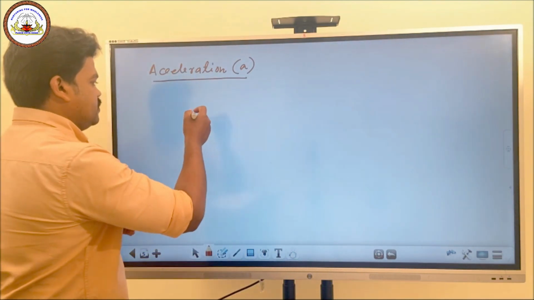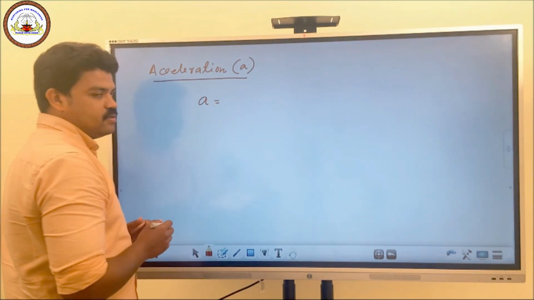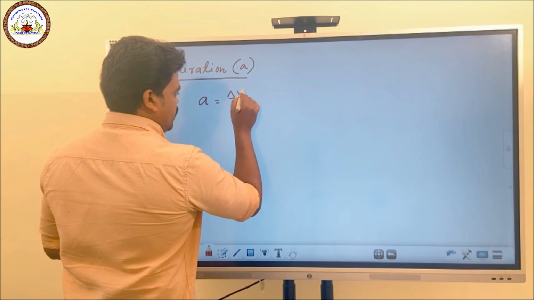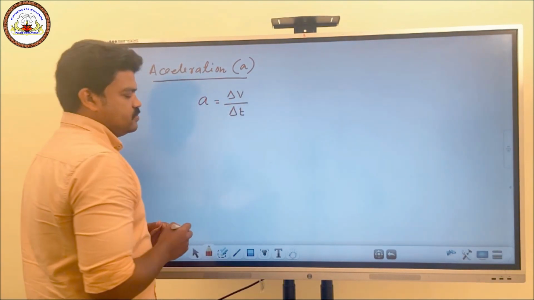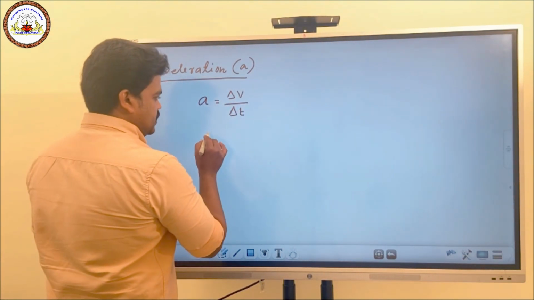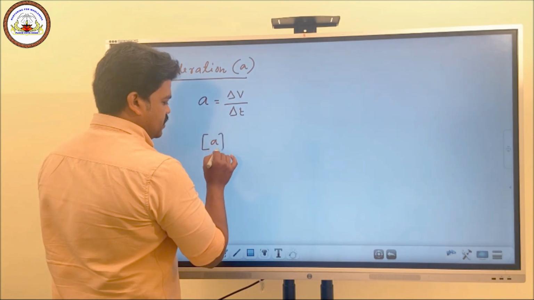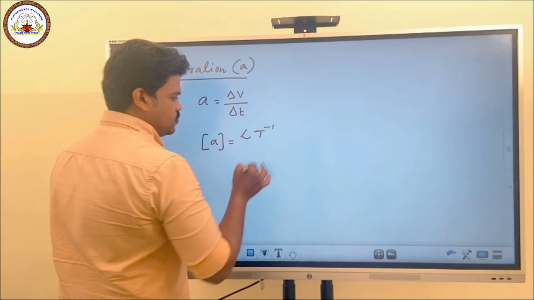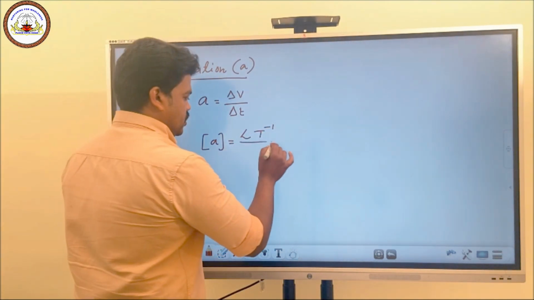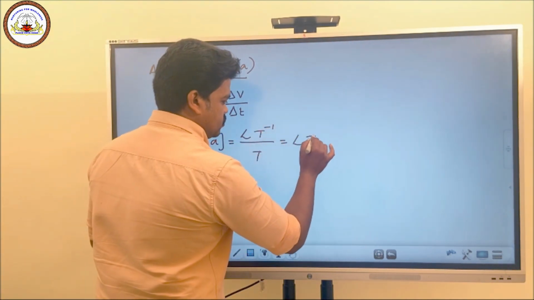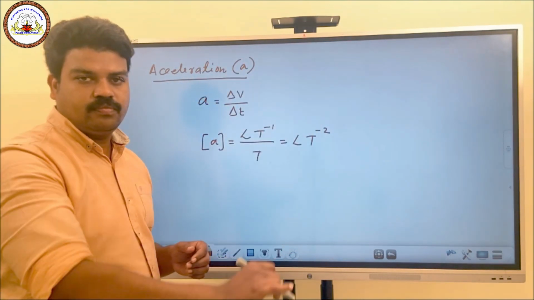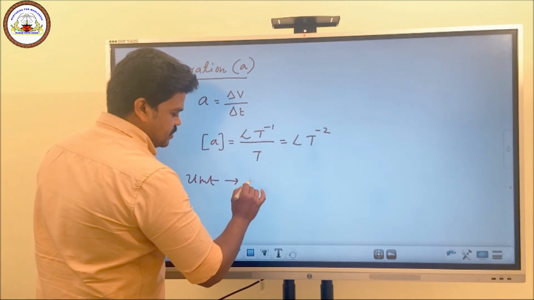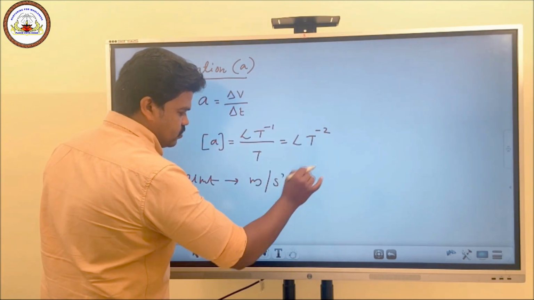So we can write the equation of acceleration as a is equal to change in velocity by change in time. It is a vector quantity. Dimensions of acceleration: dimension of velocity is LT raised to minus 1, divided by T, is equal to LT raised to minus 2. And the unit of acceleration is meter per second square.